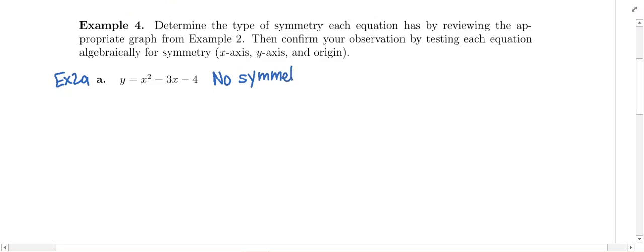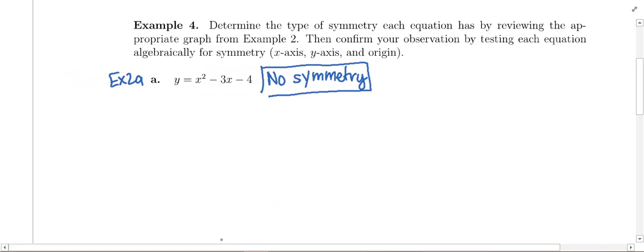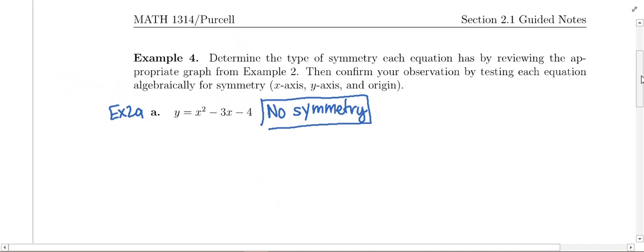Okay, we've got to confirm it through algebraic testing. Remember, you have to test each type of symmetry separately. All right, so this is our first time doing this. And every time you do an algebraic test for symmetry, here is my recommendation.